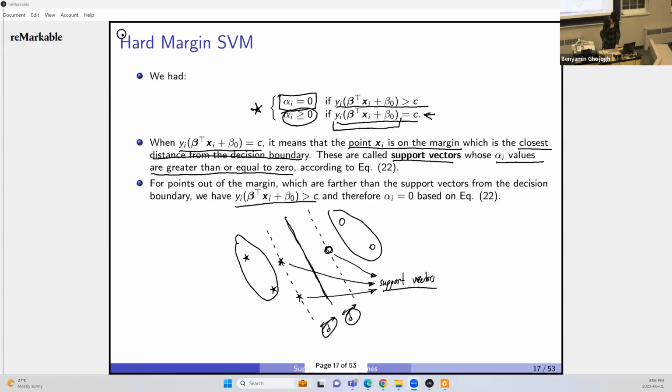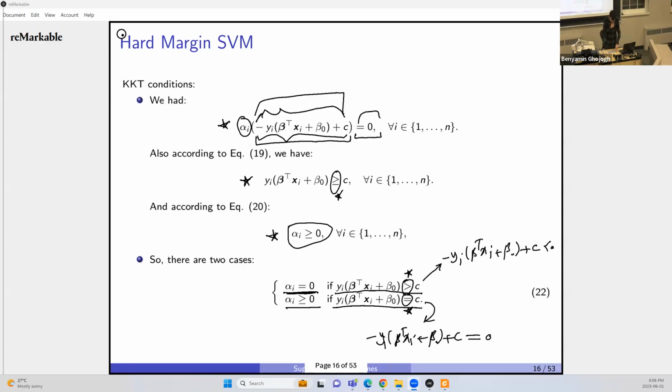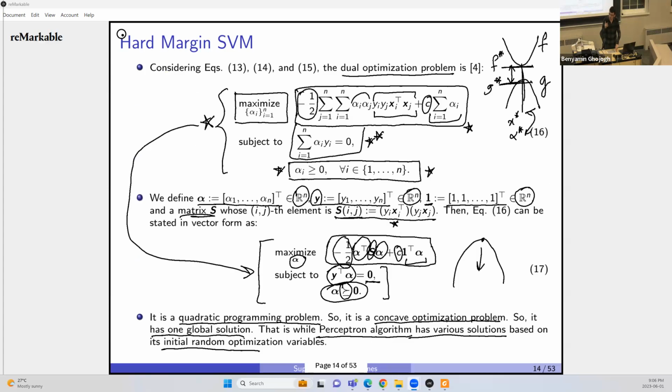Now, let's go back to our dual optimization problem. Here, the cost function: the first term has alpha i, alpha j. The second term has alpha i. For a non-support vector point, the alpha is zero. It means the cost is zero. The cost disappeared. What does it mean?